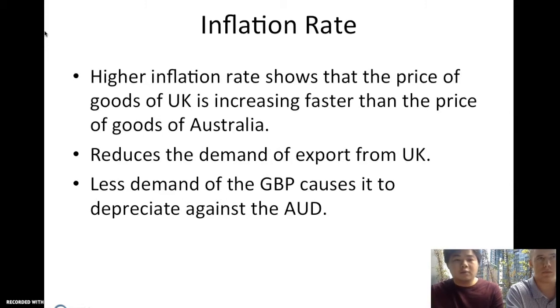But in another way, having a high inflation rate in the UK also caused the people in the UK to purchase more imported goods. When they purchase more imported goods, they have to exchange their British pound for another currency. What this does is that it increases the supply of the British pound, causing it to depreciate against the AUD.